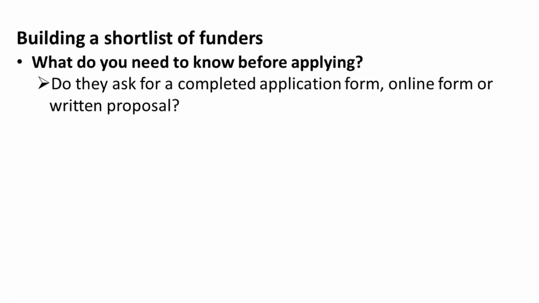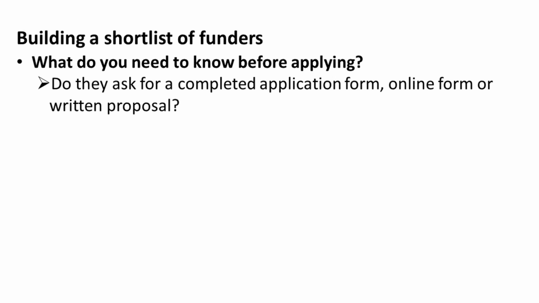So let's say now that you've identified a funder that you want to apply to. What might you need to know about that funder in order to go forward with your application to them? So you'll need to know whether they have an application form that you need to complete, whether this is online or written, and if they don't have an application form, how they want you to send them that information.